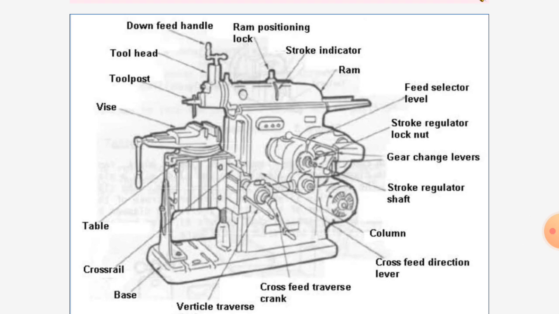Next, tool head. The tool head holds the cutting tool firmly and provides both vertical and angular movement to the tool with the help of the down feed screw handle. It consists of apron, clapper box, and clapper block. The apron consists of the clapper box, and the tool post is clamped on the vertical slide by the screw.